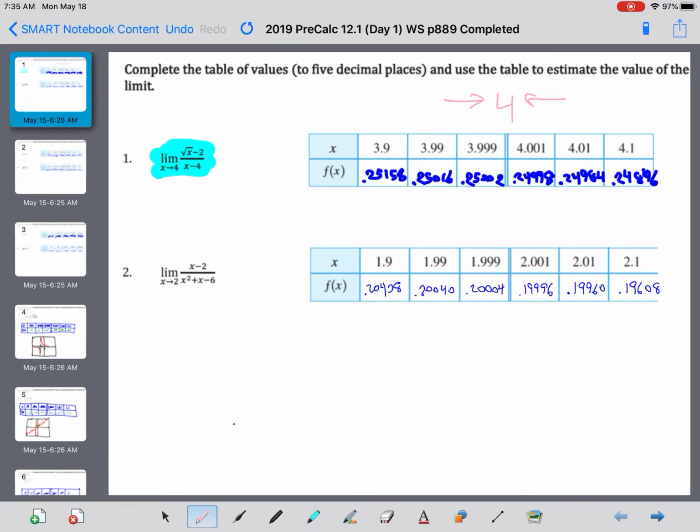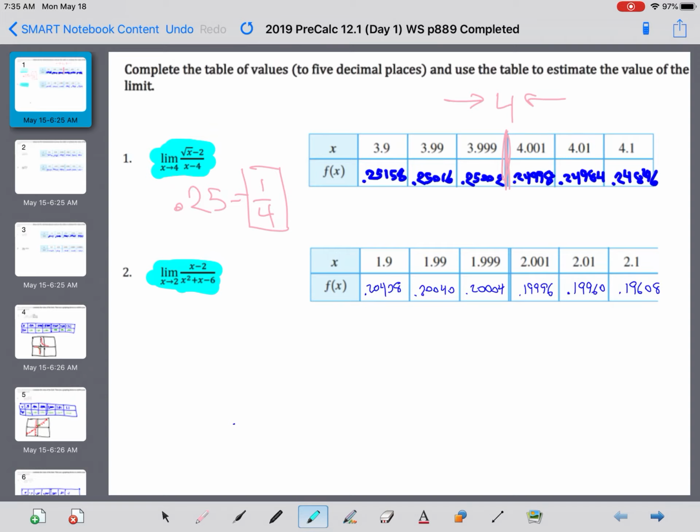So our answer here is going to be 0.25, or we could write 1/4 as the estimate value of the limit here. Alrighty, so as these numbers approach right here, we're looking at how the function value goes. Continuing here with number 2.